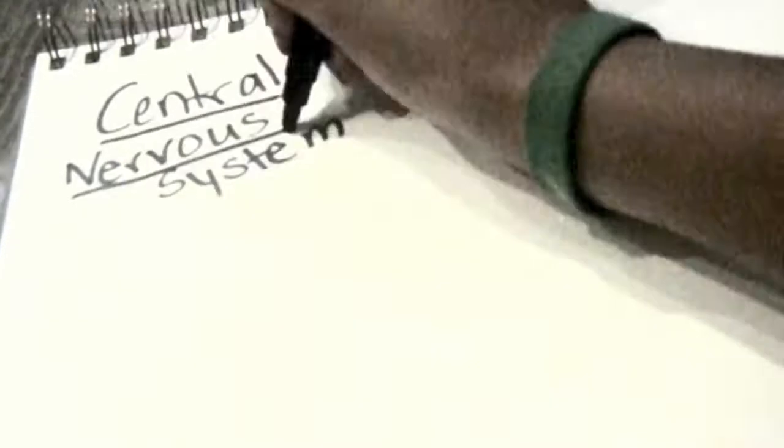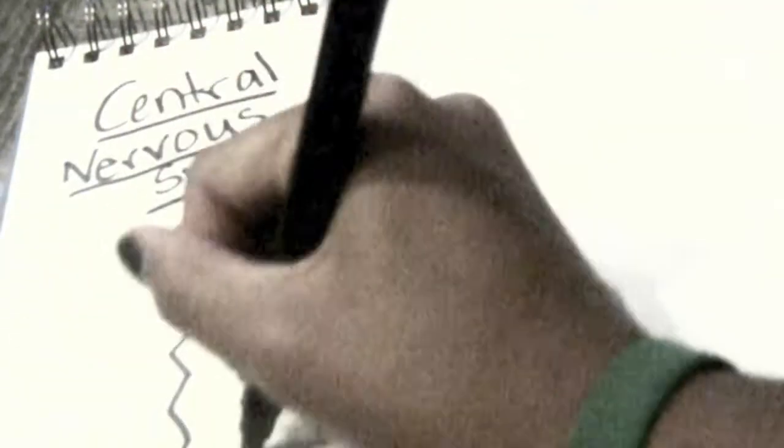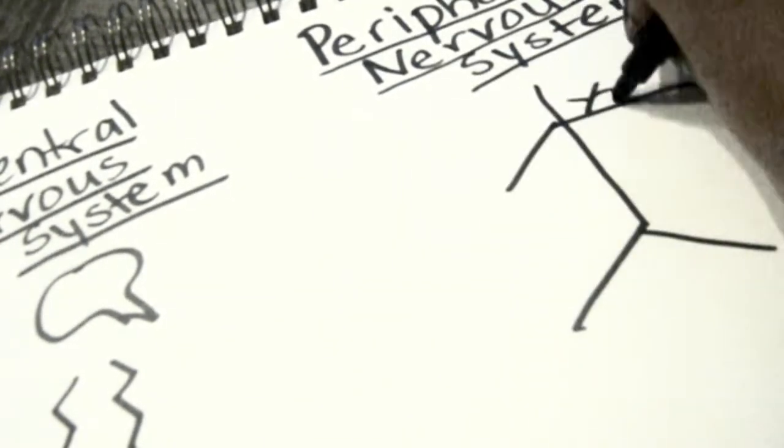Okay, let's take a closer look at each section. This could get a little bit more tricky. The central nervous system consists of the brain and the spinal cord, while the peripheral nervous system consists of the cranial and spinal nerves.